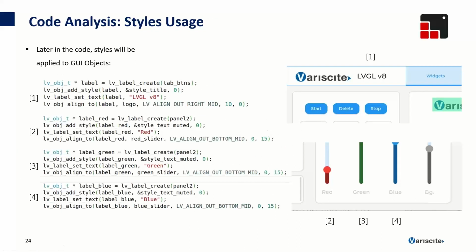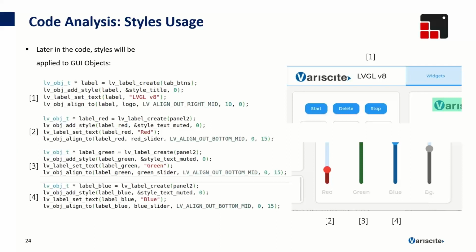So let's start looking at the label beside the logo. We create the label. We set the text of the label. I'm talking about point 1. And then we align the label to the logo. As you can see, we use the align tool. So we reference the label to the logo, saying align right in the middle, applying an X offset of 10 pixels. And this is for the label in the upper side.